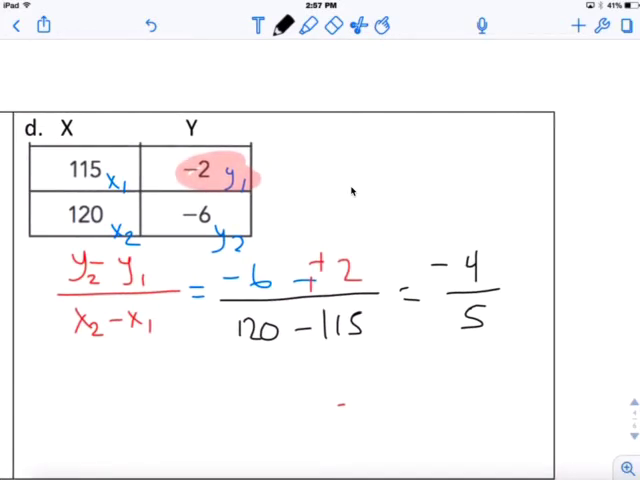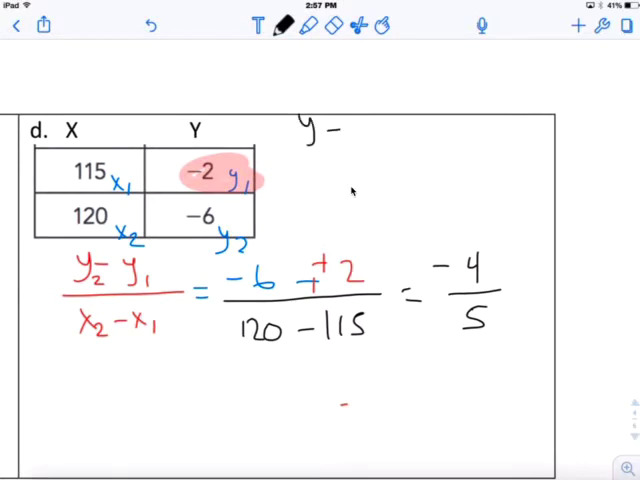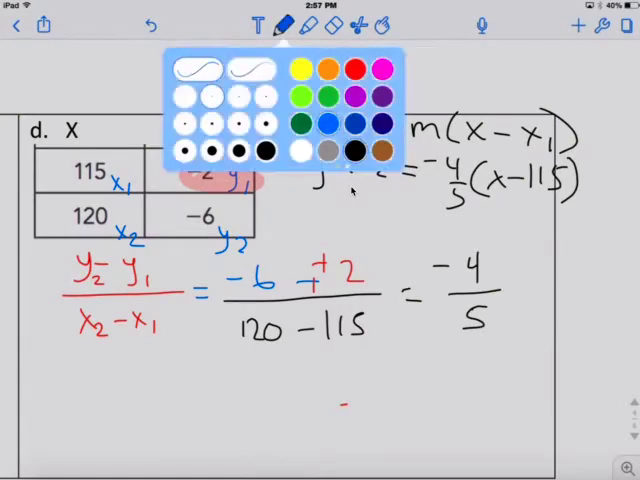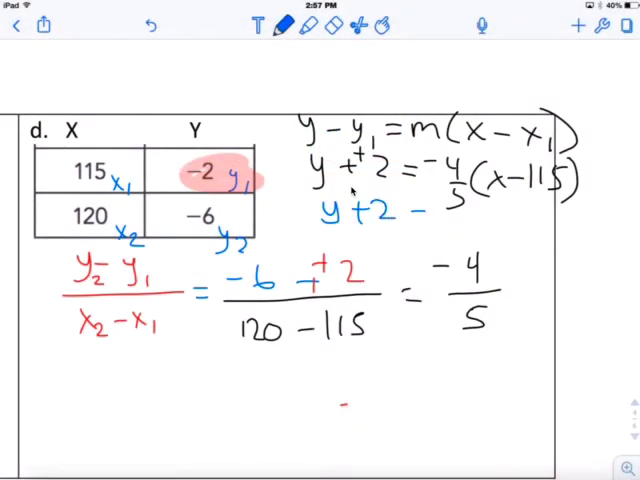I wrote too big, guys. Sorry. y minus y1 equals m parentheses x minus x1. y minus y1, which is negative 2, plus. m is negative 4 over 5 times x minus 115. Okay? So we would get y plus 2 equals negative 4 over 5 x, these two make a positive.